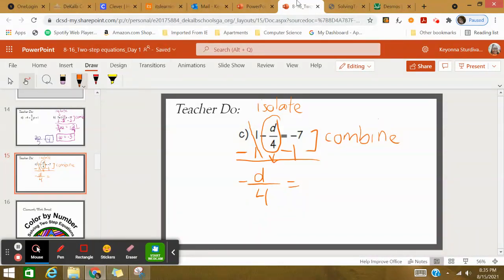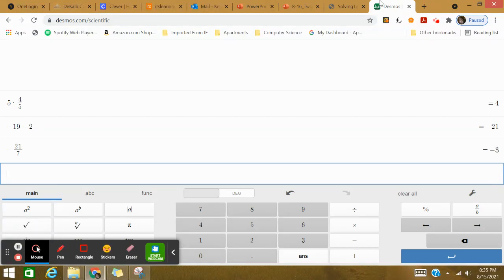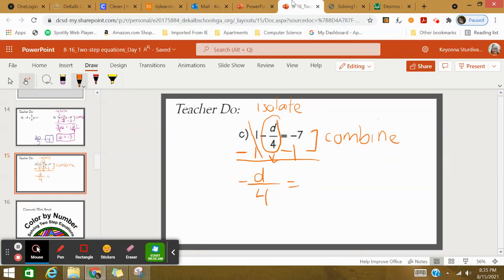Okay. Again, I'm going to go to the Desmos calculator, make sure I'm doing this right. So -7 minus 1. It's going to give me a -8. Okay. So I get negative d over 4 is equal to a -8. Now, step 2 says, okay, now get this variable by itself. So the operation that is being done right now is division. So in order to get rid of division, I need to now multiply. So I'm actually going to multiply both of these sides by a +4. Or multiply both sides by 4.